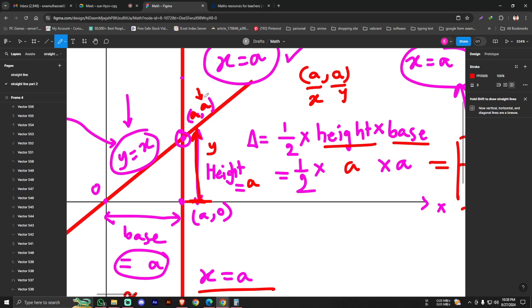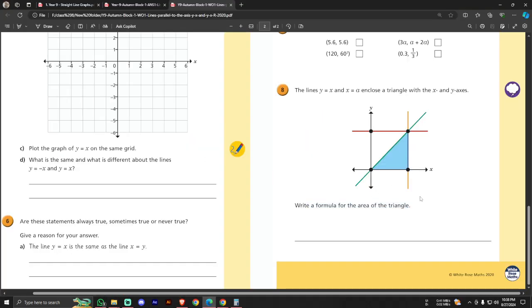So then we just put the values here, half times a comma a times a, we get the answer, right? Yes. So that's how you do it. Okay, so any other questions? Nope. Okay, now where should we start?